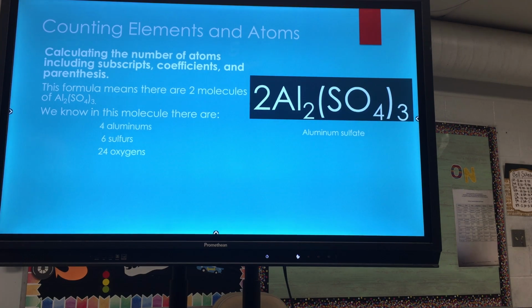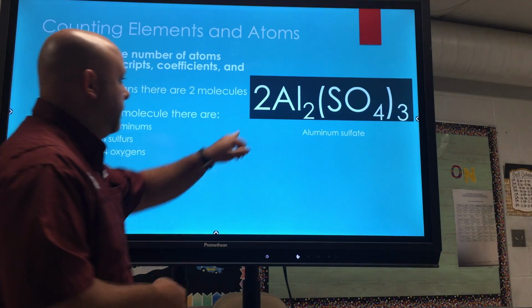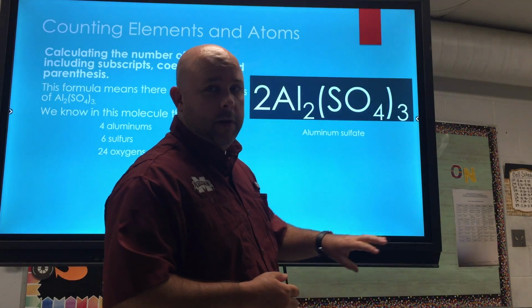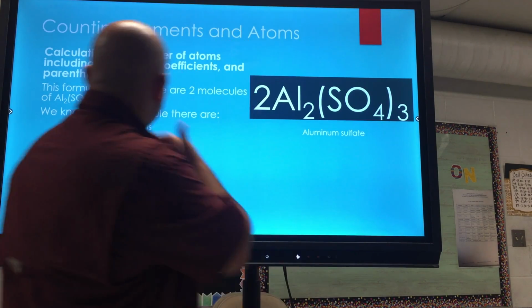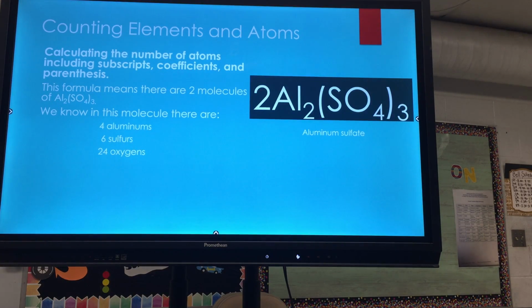I'm wrapping up this lesson on how to count elements and atoms in a chemical formula. This is the last little portion that we're going to learn, and this is where we're throwing everything that I've tried to teach you all together. So we're going to actually have coefficients and parentheses that are being multiplied by a subscript. So it might seem difficult.